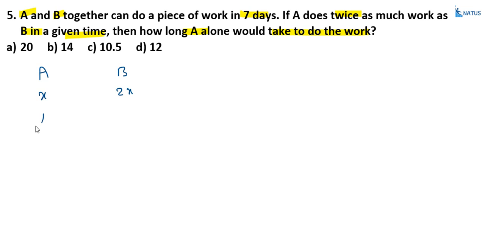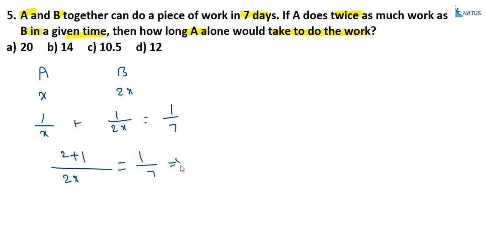Now, in a day, how much work completed by A? 1 by X. How much work completed by B? 1 by 2X. Now, what is the sum? This is equal to both are working together. They complete the work in 7 days. Right? Now, 2X. 2 plus 1. So, that is equal to 1 by 7. That implies 2x is equal to 21. What is the value of x? That is equal to 10.5 days. So, what is the answer? Option C is the correct answer.